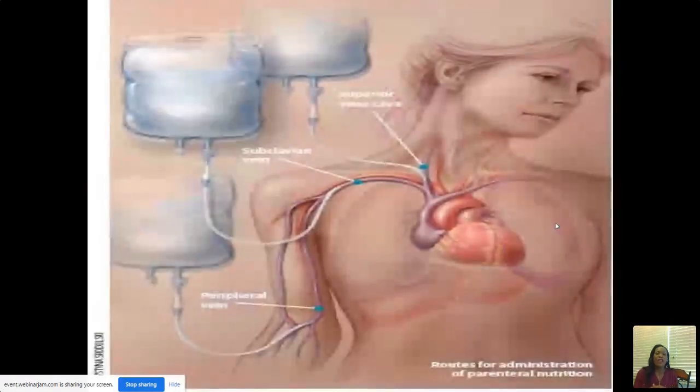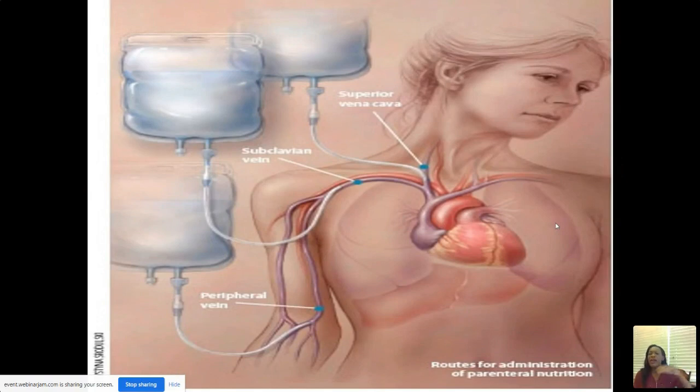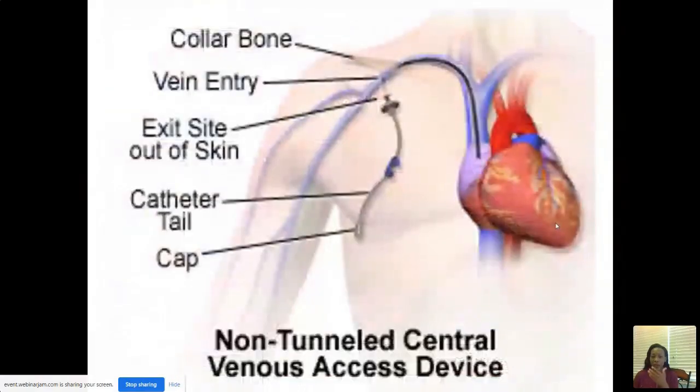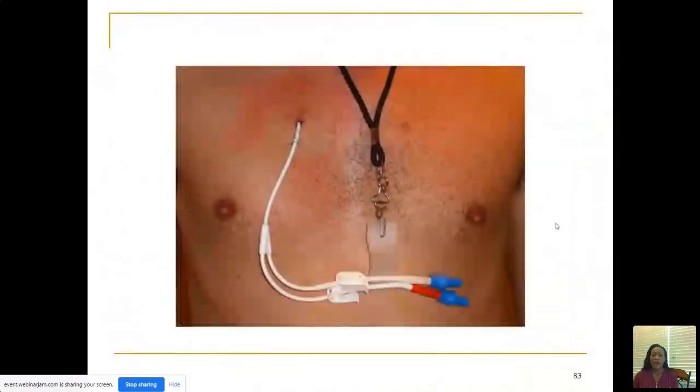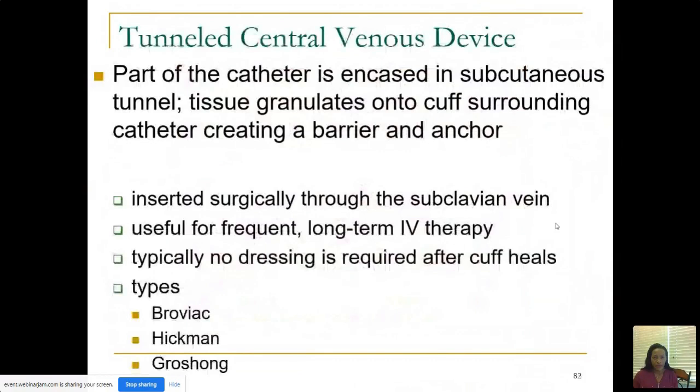Okay, there we go. Now I love this picture too, because you're able to see peripherally, the subclavian, and the superior vena cava. Tunneled means it's going under the skin and then into the great vessel. Non-tunneled goes right in, okay? So the words kind of tell you what's happening. Here's a picture of a non-tunneled, and then I'm going to show you a picture of a tunneled. Where is it? There we go. So this is a tunneled, double lumen. It goes under the skin, under the skin, under the skin, and then boom, into the large vessel.